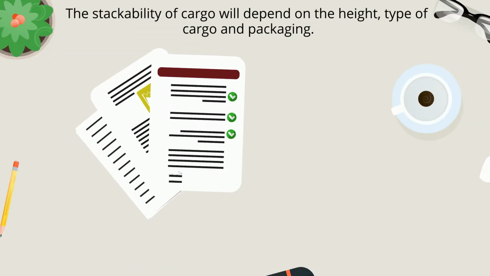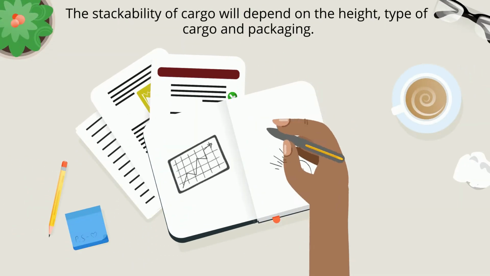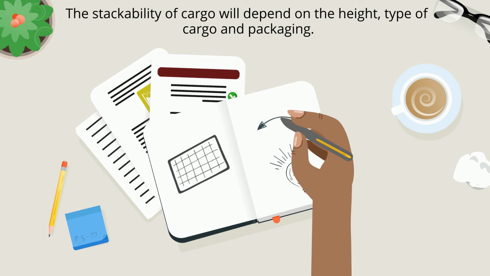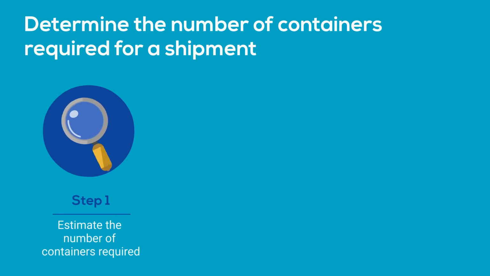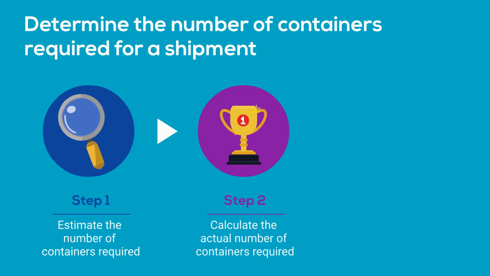In addition, you have to consider the stackability of the cargo. Depending on the height and the type of cargo and packaging, different types of cargo can be stacked one on top of the other. When it comes to ocean freight, you need to determine how many containers are required for a shipment. There are 3 steps for this.